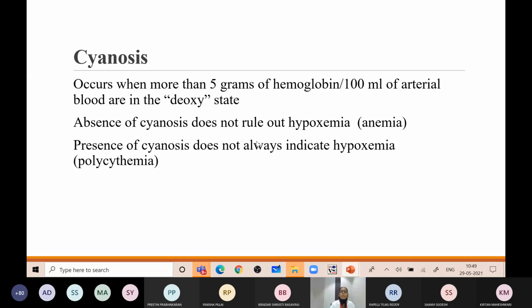Absence of cyanosis does not rule out hypoxemia. Cyanosis will not occur in anemia because the hemoglobin level itself will be less. So that does not rule out hypoxemia, and presence of cyanosis does not always indicate hypoxemia. This you can read about, cyanosis in detail.